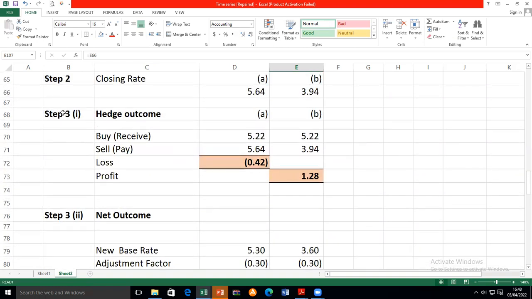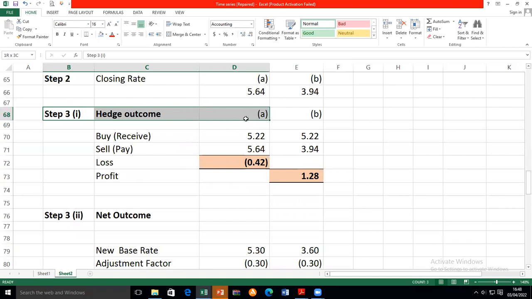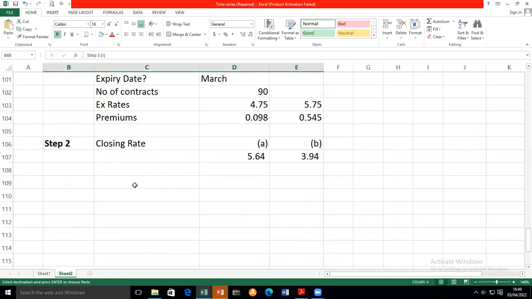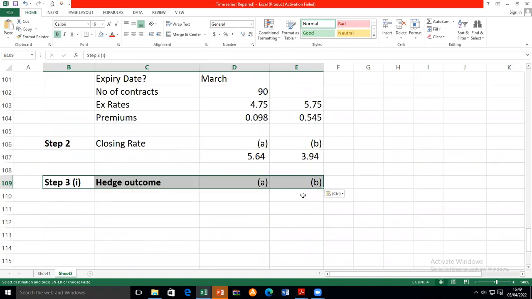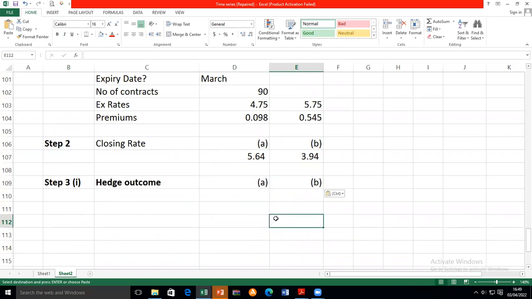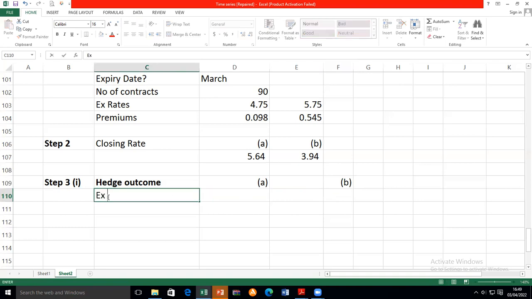We come to hedge outcome. Let's come to hedge outcome. Step 1A, hedge outcome. Okay. So let's come here. You've got the exercise rates. How many rates do you have? You have got two. One is 4.75. The other one is 5.75.